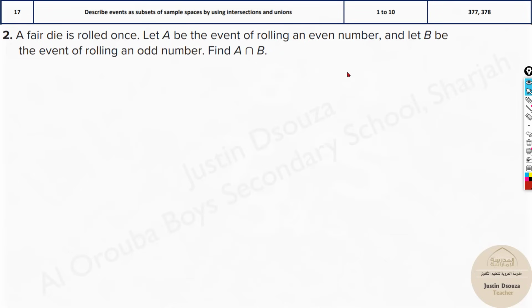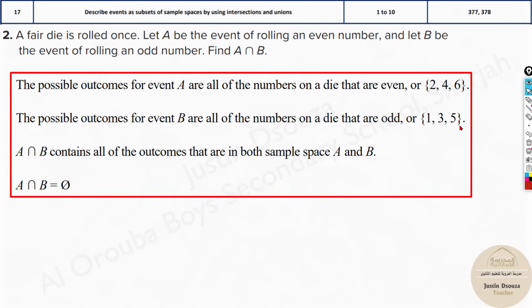A fair die is rolled once. Let A be the event of rolling an even number and B be the event of rolling an odd number. Now look at this. We have even and odd. Is there any number which is both even and odd? No. Even numbers are 2, 4, 6, 8, and odd numbers are 1, 3, 5, 7, and it goes on. But here, since we are just rolling a die, the maximum can be 6. So we can write the sample space of A as 2, 4, 6, B is 1, 3, 5, and none of them are common, so we use the null set symbol over here. So this is how we write it. And you can just write empty set or null set as well, or the symbol, it's fine.